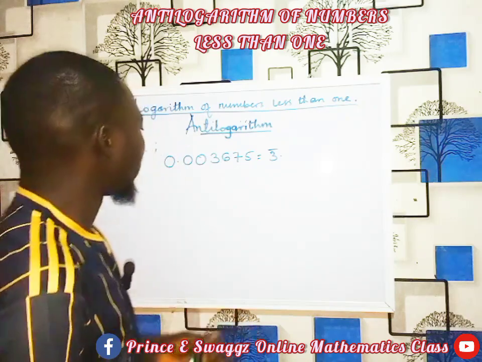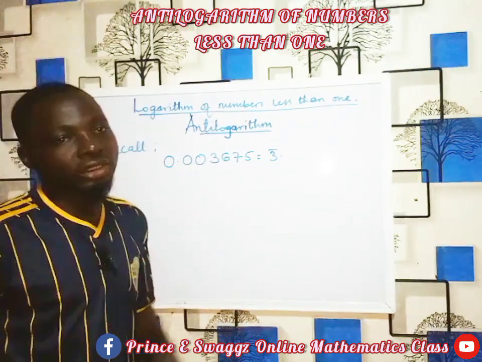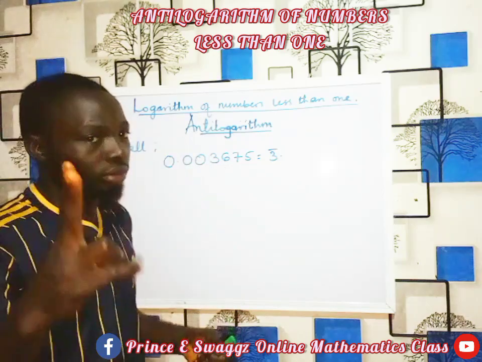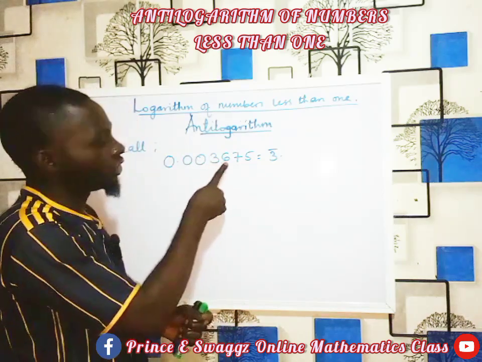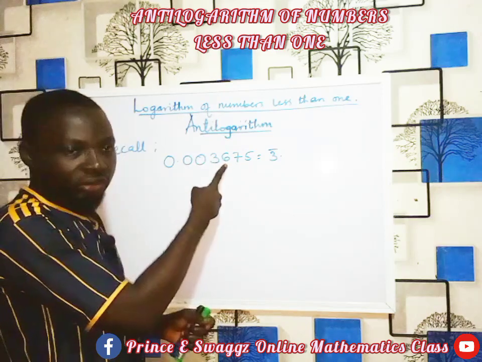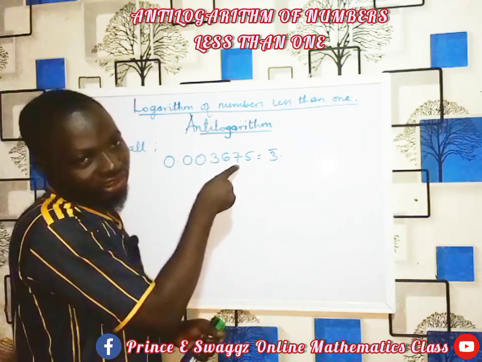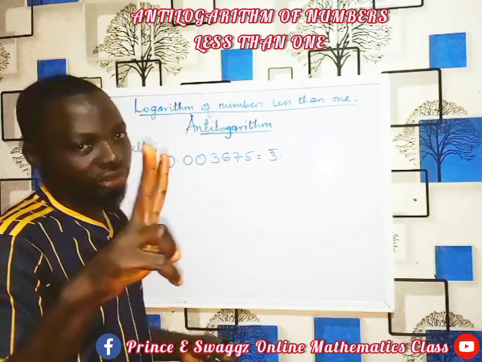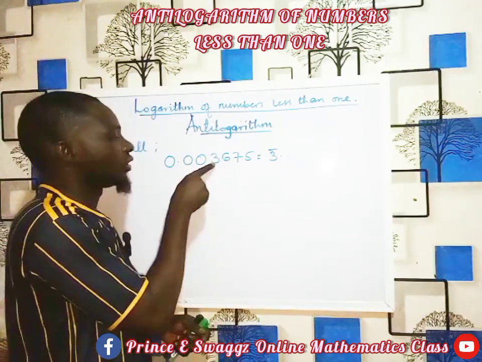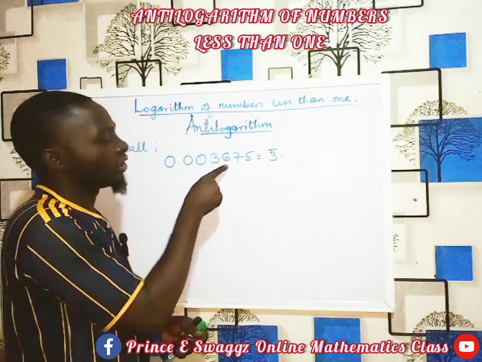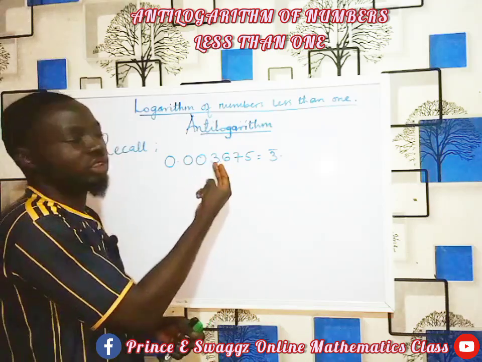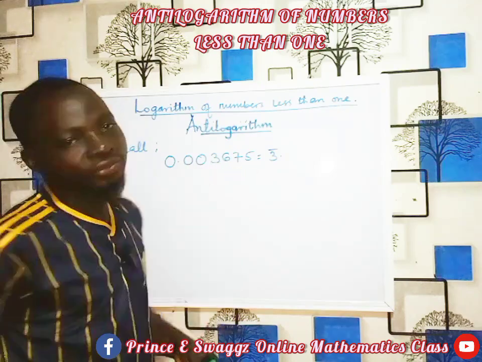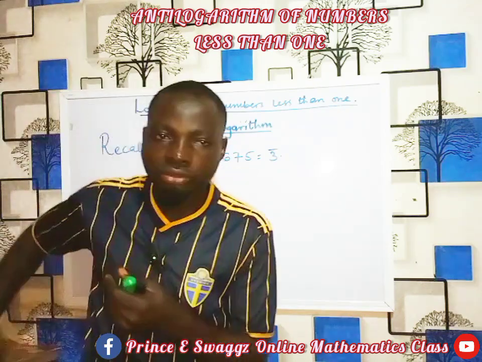Now the next thing is for us to find the mantissa, starting with the first two digits, the first two real numbers, that is 3 and 6. You join them to make 36. Then the rest, 7 difference 5. So 36 under 7 difference 5.